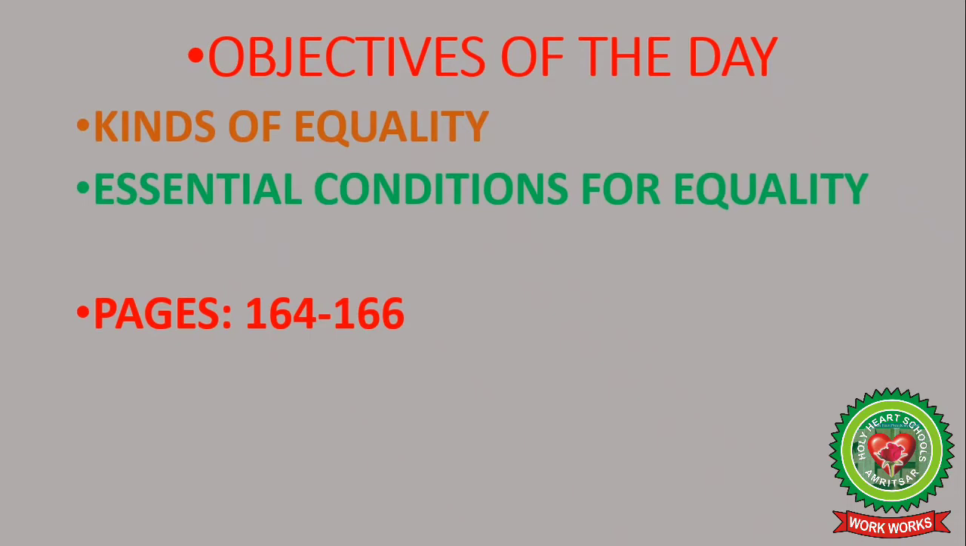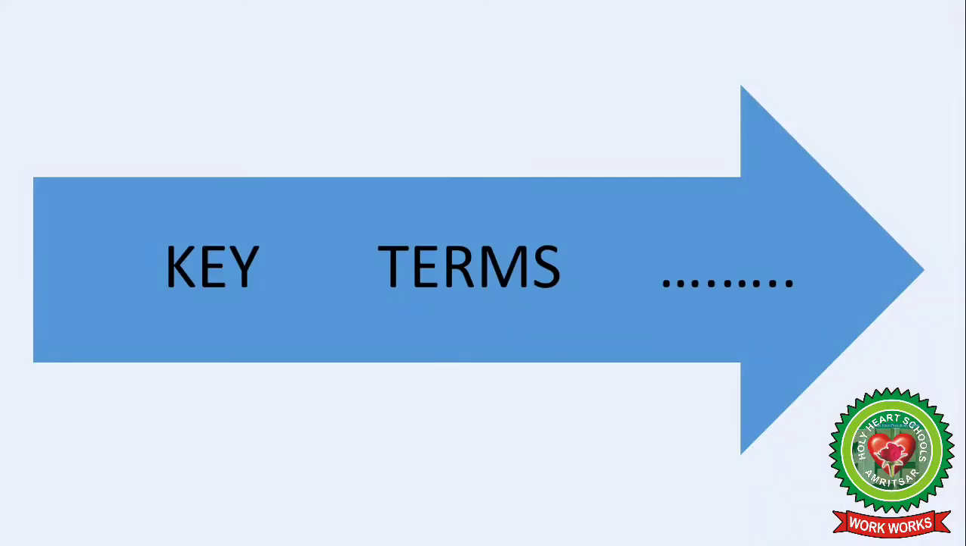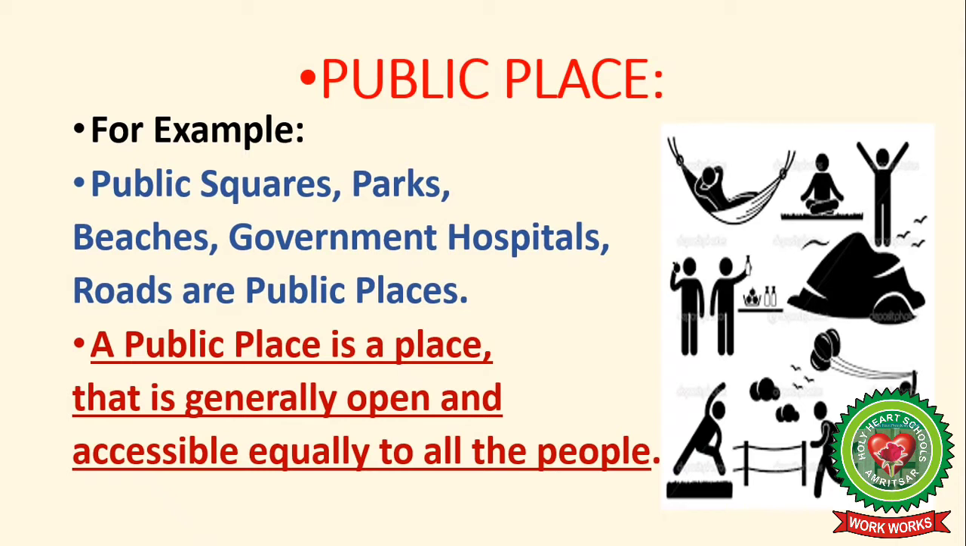Now, before discussing these objectives, I would like to discuss the key terms with you. The first key term is public place. For example, public squares, parks, beaches, government hospitals, and roads are public places. Students, we can easily go to these places. You know what a public place is? A public place is a place that is generally open and accessible equally to all the people. So that's a public place.